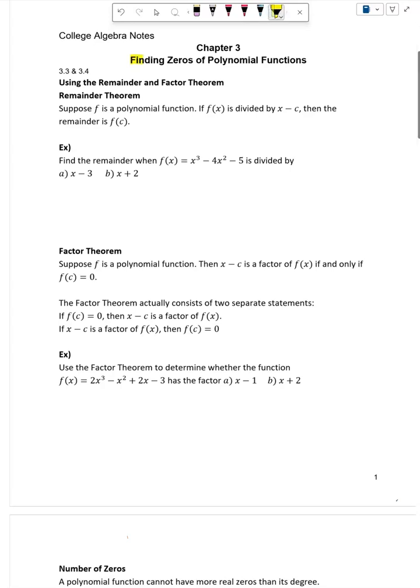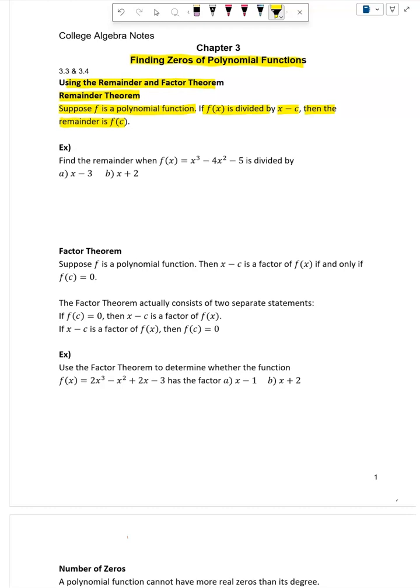Hey guys, let's talk about finding zeros of polynomials. We're going to do this first using the remainder and factor theorem. So here's the remainder theorem. Suppose f is a polynomial function. If f of x is divided by x minus c, then the remainder is always f of c.